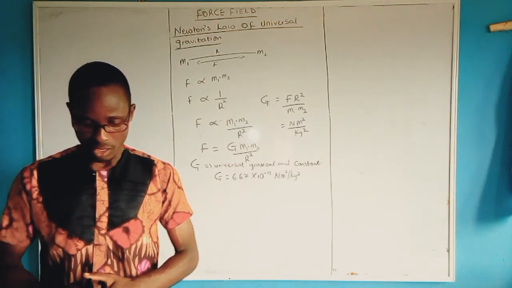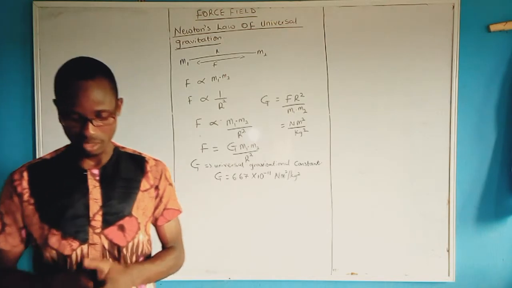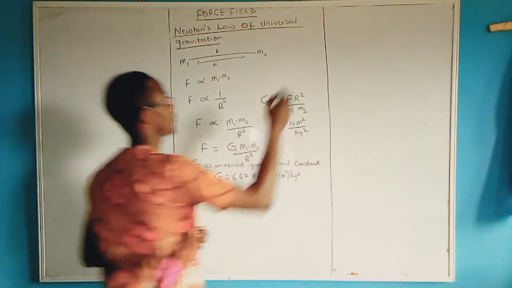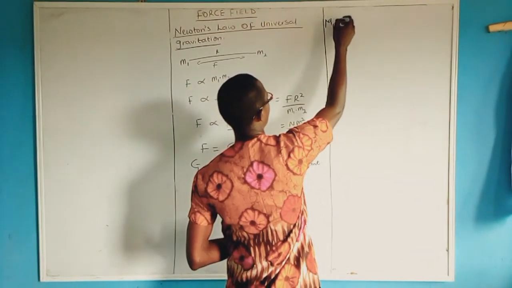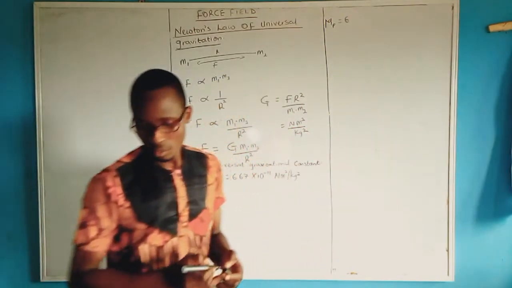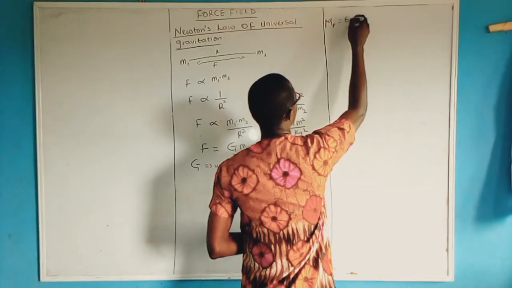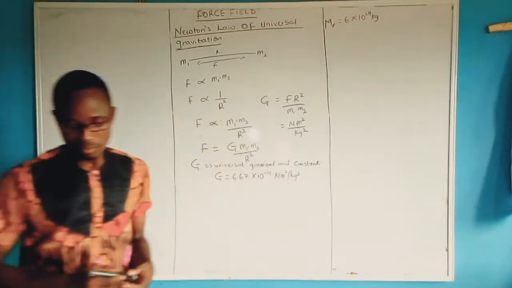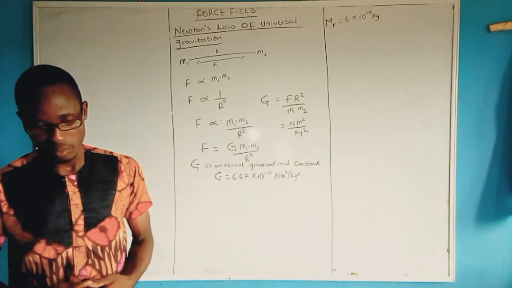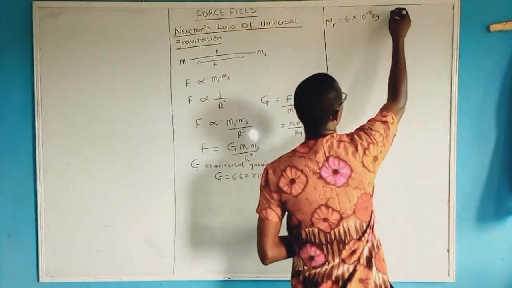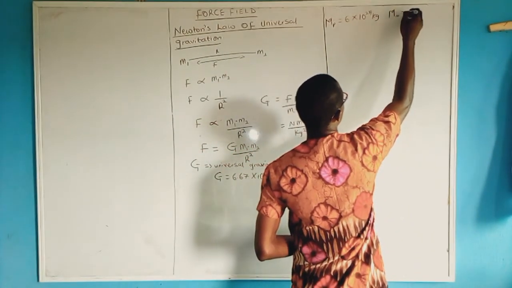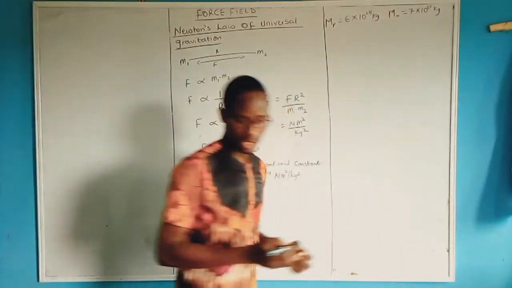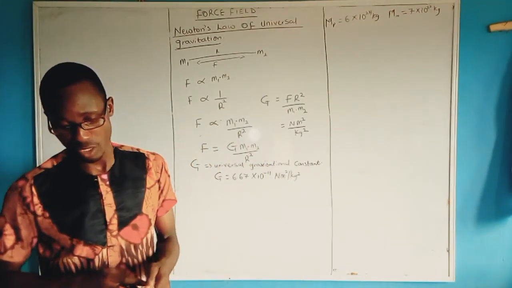Let's look at a question that says the mass of the planet Earth is about 6 times 10 raised to the power 24 kg. So let's say mass of the planet, M_P, is 6 times 10 raised to the power 24 kg. So this is the mass of the planet Earth. And that of the moon is about 7 times 10 raised to the power 22 kg. So mass of the moon is 7 times 10 raised to the power 22 kg.